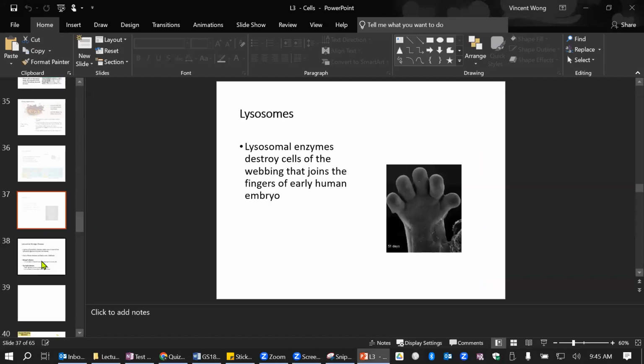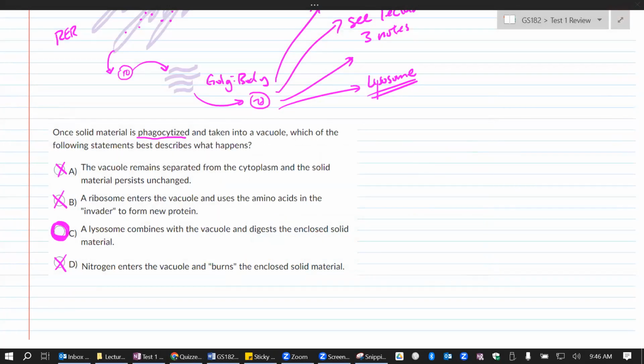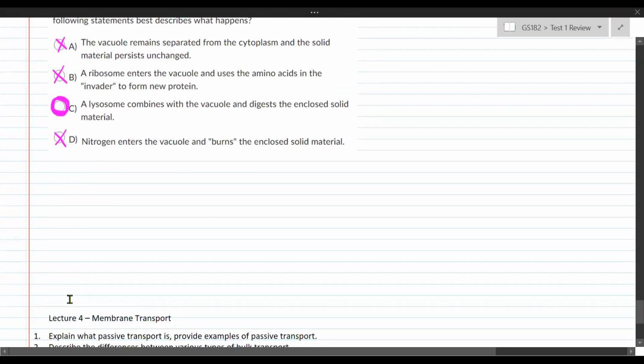Lysosome is down here. Right? You see, the food particle came in, the vacuole is going to combine with the lysosome, and it breaks it down, right? Okay. So all the information is there. You just need to find the right place, I guess. Okay. Moving on.